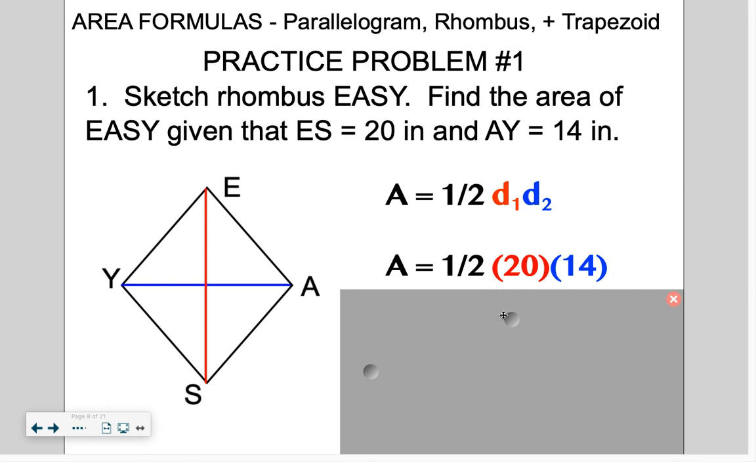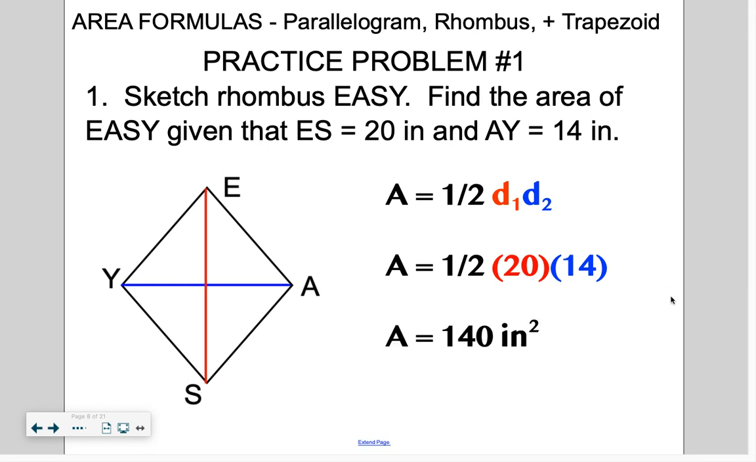So ES, the red diagonal, was 20 inches long, and D2, the blue diagonal, AY, was 14 inches long. And as far as calculating this, this is 1/2 times 20 times 14. It is not 1/2 of both of them. So you can type it all in at once if you'd like, or you can do half of 20 and then times 14. For what it's worth, you could also do half of 14 times 20 if you really want to, but just make sure you're doing the times half once, not twice. Either way, if you type that in, you should get 140 square inches.